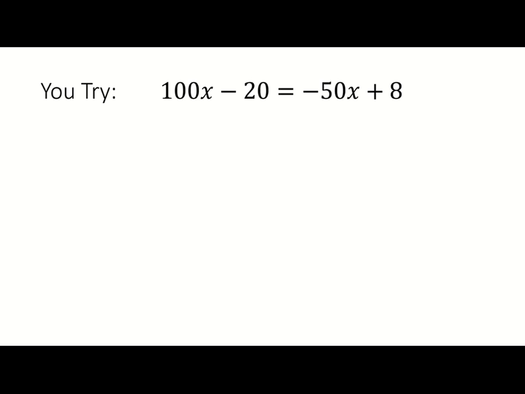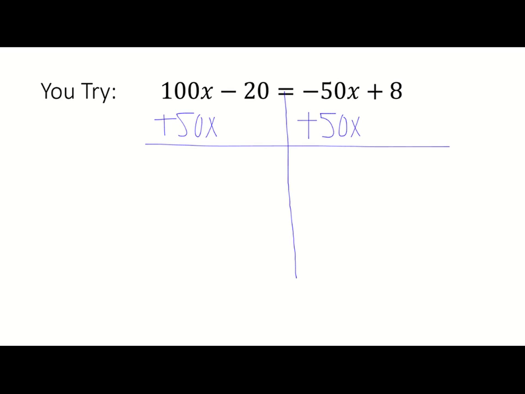To solve this equation, the first thing that we want to do is get the variables on one side. Since I have a negative 50x, I'm going to add 50x to both sides of my equation. When I add 50x on the right, 100 plus 50 is going to make me have 150x. Still have the minus 20. And that's going to equal, since the 50s will cancel out, I just now have 8 on the right.